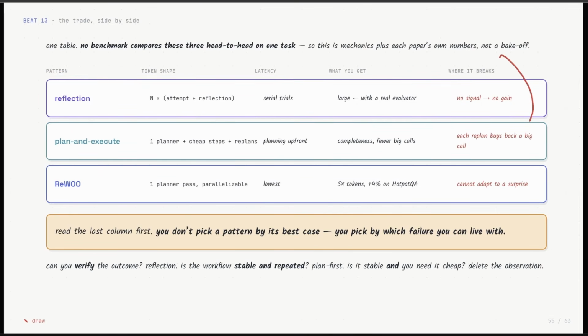So this comes back to our debate about workflow versus multi-agentic systems. Generally, if you have a workflow that is stable and repeated, like end of batch, then plan and execute would be the better idea. If you have a stable workflow, you need it cheap at volume, and even if there are some mistakes it's not a big problem, then you could accept ReWOO and that surprise can hurt you. So this is an engineering decision, of course.